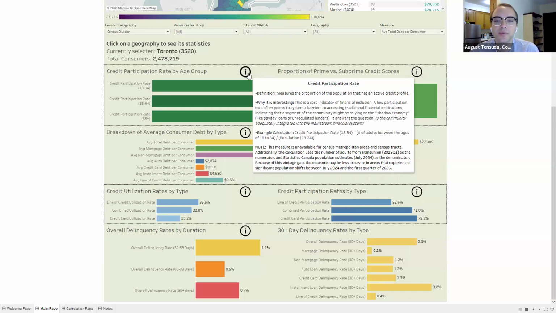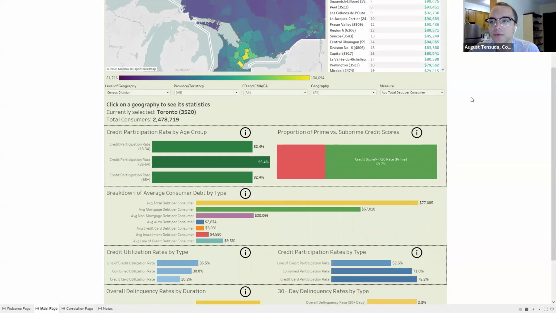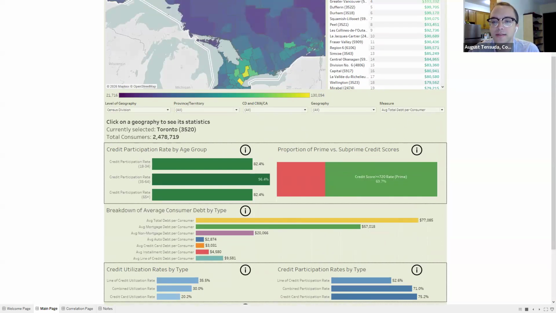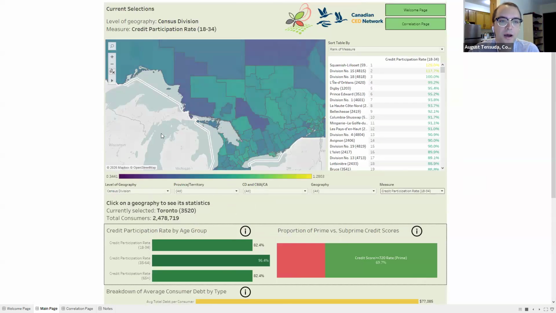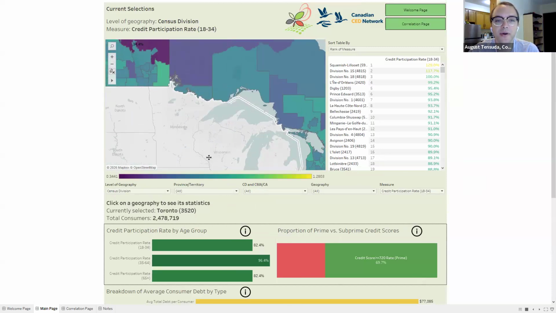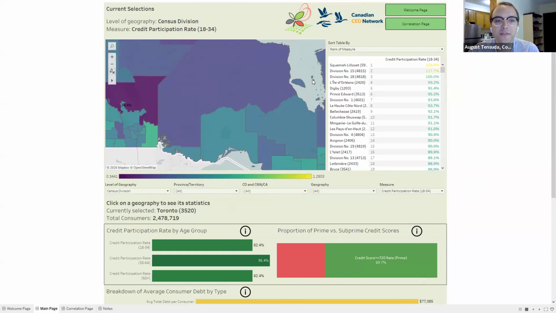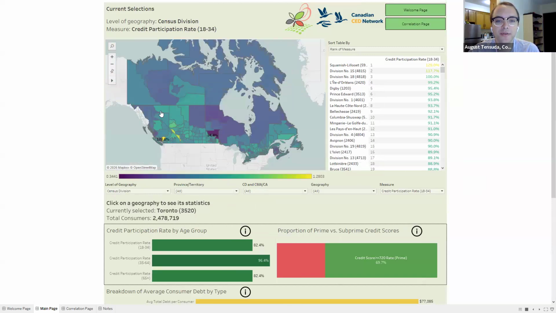And it answers the question, is the community adequately integrated into the mainstream financial system? So maybe we'll look at the map quickly and just see some rankings for the credit participation rate. So if we do 18 to 34, see how my map's all zoomed in like this? This is because I was zooming in manually and panning around manually. If you want the map view to reset, you can go over here and click this little push pin icon, and then that's going to reset my view to whatever I have selected.